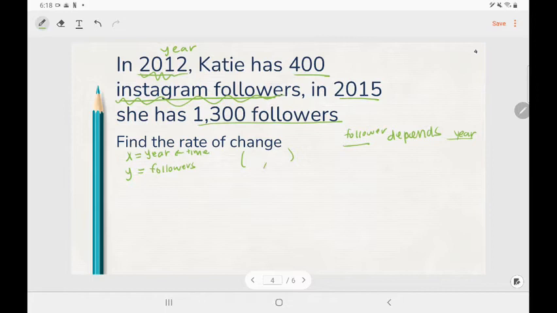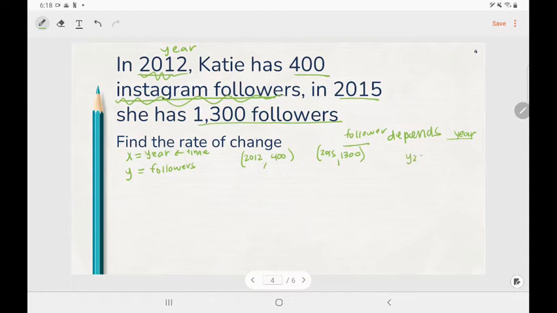So let's go ahead and write our ordered pair. And this is something that I would like you to write down each time. So what is the year? 2012. What is the corresponding number of followers? 400. In 2015, what's the corresponding number of followers? 1,300. And now let's use our slope formula to calculate.